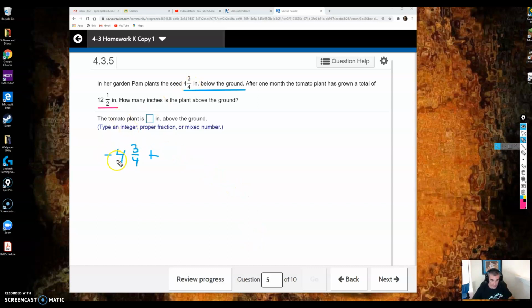So we're going to take negative 4 3/4 and we're going to add the amount that it grows. It grows 12.5 inches. Well, remember, some of that growth is occurring underground. And so the actual question we're trying to answer is, how many inches is the plant above the ground? So if we add these two together, we will know how far it is from the dirt to the top of the tomato plant?